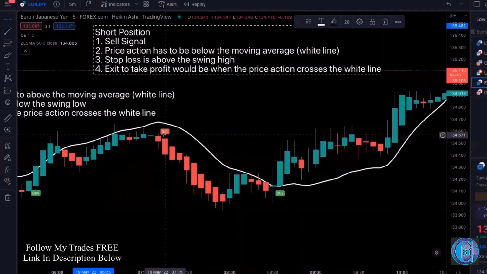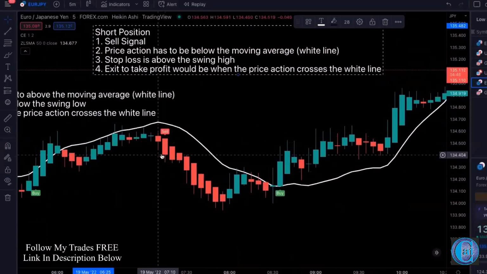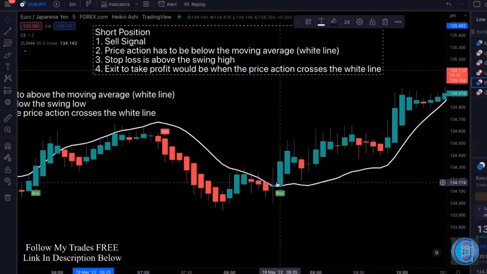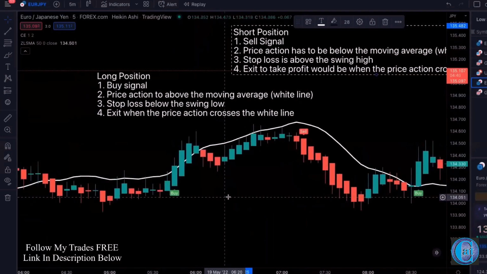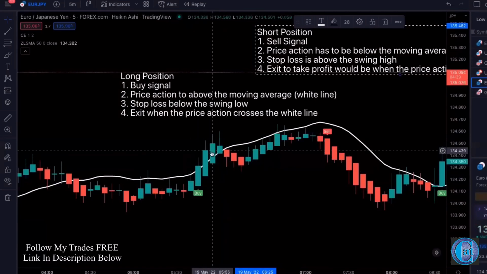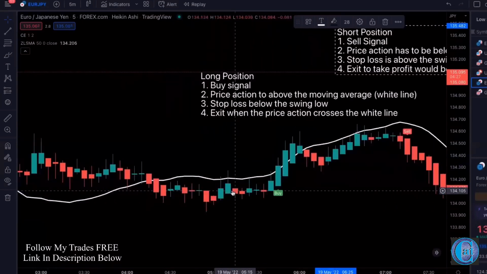So again, it called out the sell signal. Price action is below. Pretty good. Get out when it crosses over, right? This one is a little bit iffy because the price action is not completely above the white line. It still would have made a little bit of a profit, but this wouldn't have been an ideal situation for a trade, okay?